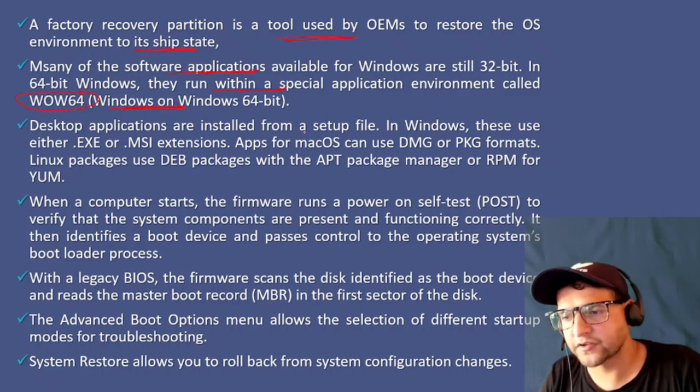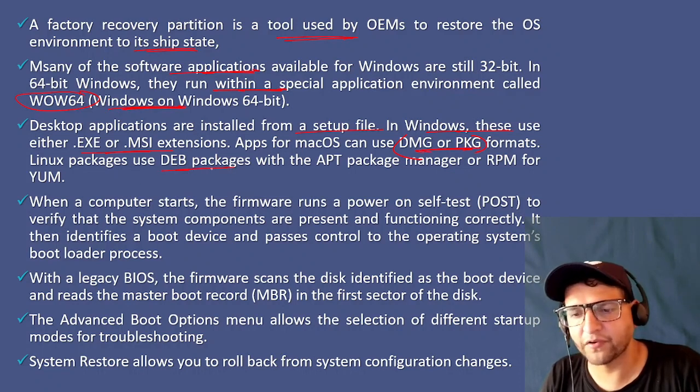Desktop applications are installed from a setup file. In Windows, they use either .exe or MSI. Apps from Mac can use DMG or PKG. Please remember those formats. Linux uses DEB with APT, or RPM for yum.